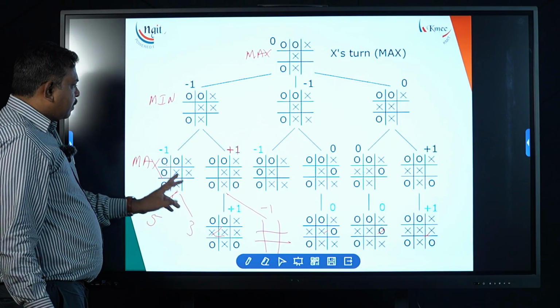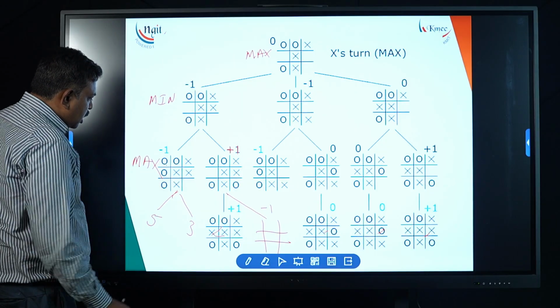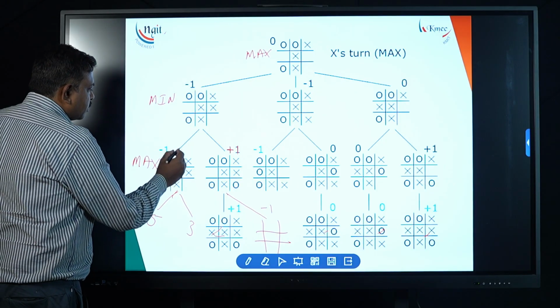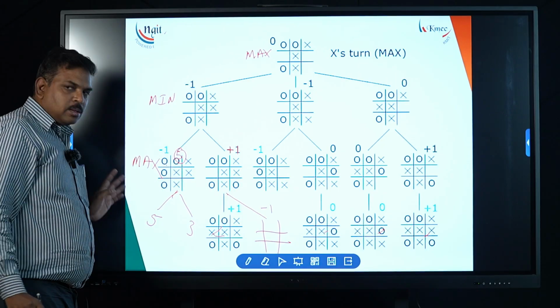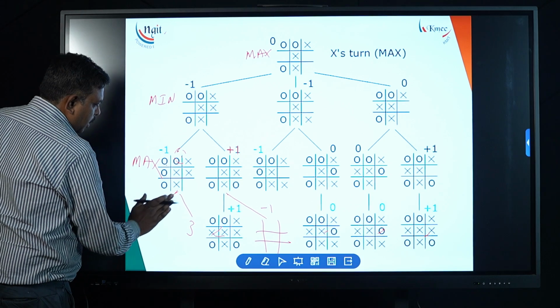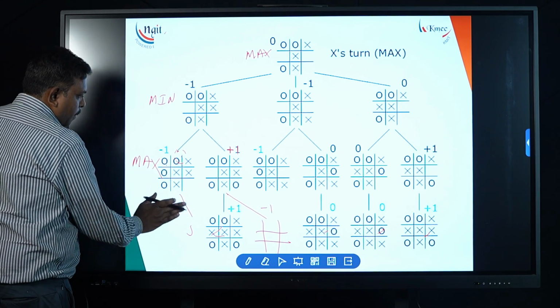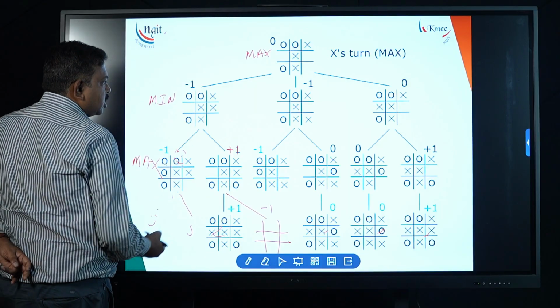Now it is a maximum level. Suppose now it has no child. Suppose there is a 5 and 3. Now 5 will be given to max, because maximum takes the maximum value of its child. Now plus is given to this one.